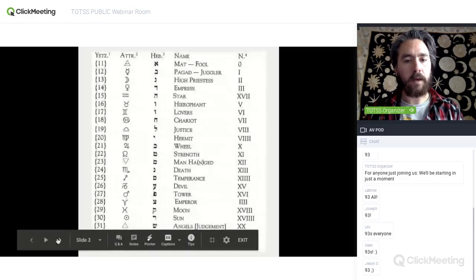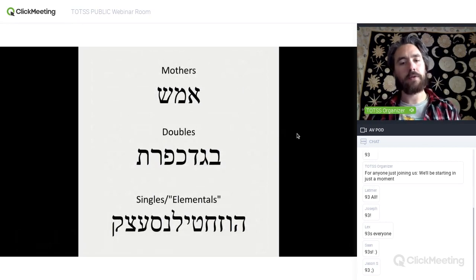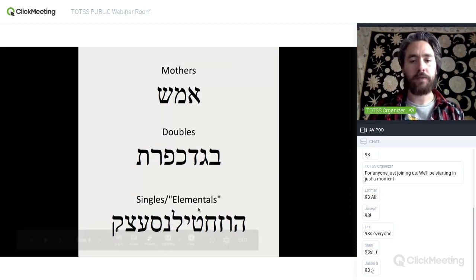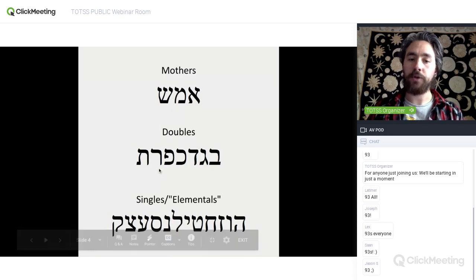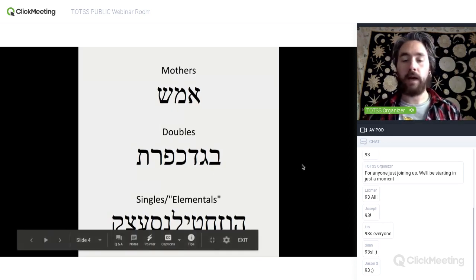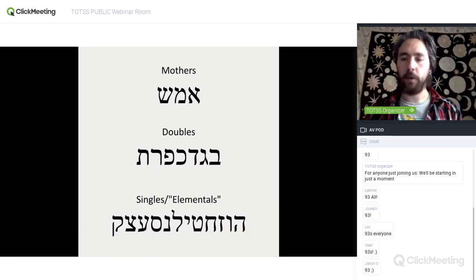And here's our division into the three sets of letters. The mother letters of Aleph, Mem, and Shin. The double letters, reading from right to left here, are Beth, Gimel, Daleth, Kaf, Pei, Resh, and Tav. And then we've got our 12 single letters. I put elemental in quotation marks there because in some of the Hebrew texts, they're called the elemental letters. But that's confusing for us because we think of the 4 elements. It's just that word being used in a different sense, to mean basic. But it's important to know that usage exists. So today we'll be focusing on the 7 double letters, the middle group there.